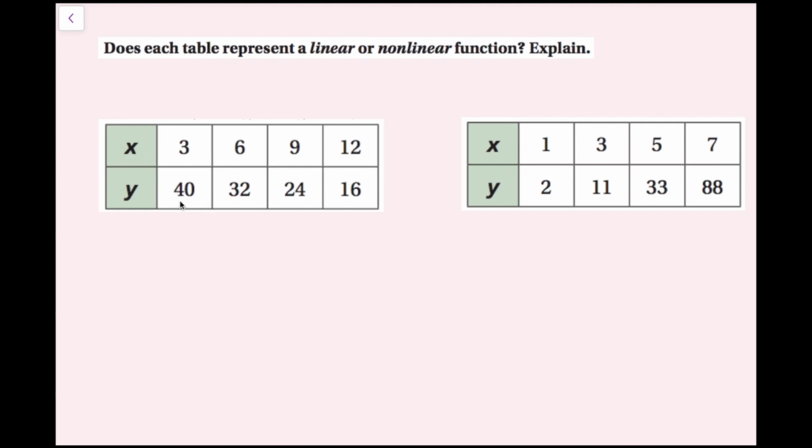So I'm going to start with y. Each time here, I see that I'm subtracting 8 to get to the next y value. So I'm just going to write that down. Minus 8, and then minus 8, and then minus 8. All right, and as that's happening, let's look at our x values. Well, each x value is going to be increased by 3, right? 3 to 6, that's plus 3, plus 3, plus 3.